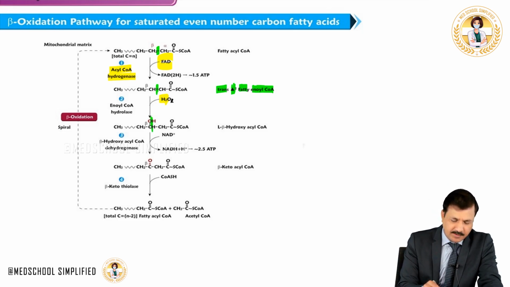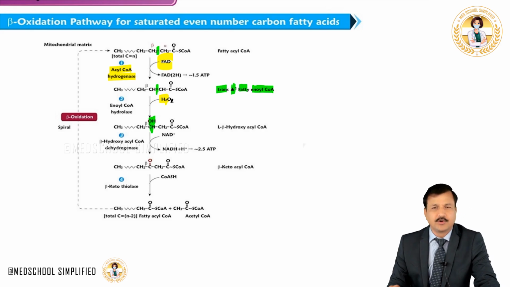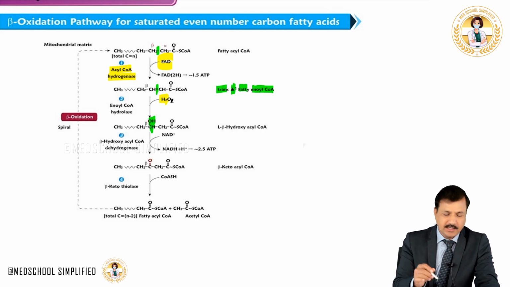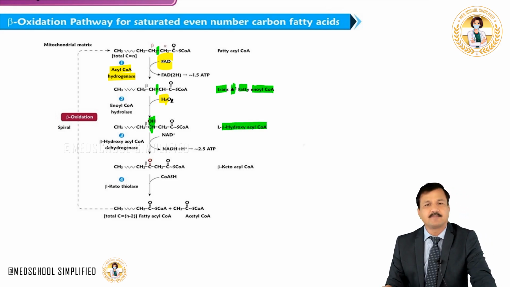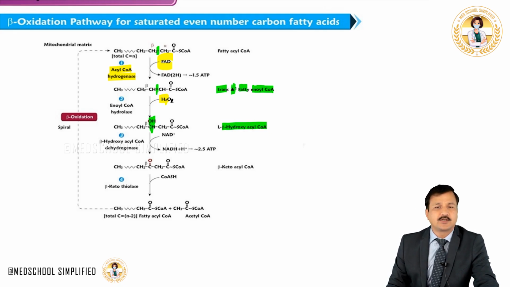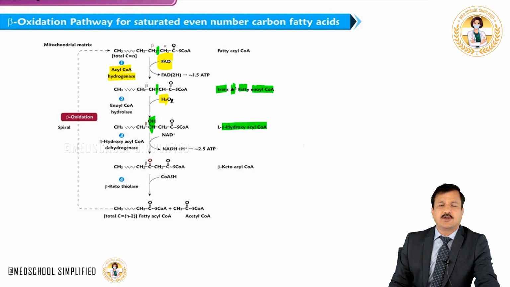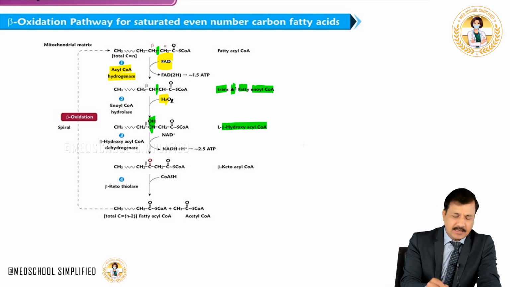So the beta carbon is attached with the hydroxyl group, and that's why the molecule that is coming out as a product here is a beta hydroxyacyl-CoA, because beta carbon has got a hydroxyl group. Now the third reaction, catalyzed by beta hydroxyacyl-CoA dehydrogenase, is an oxidation reduction reaction, where NAD is getting into the reaction now.